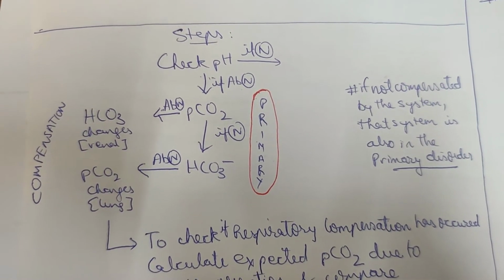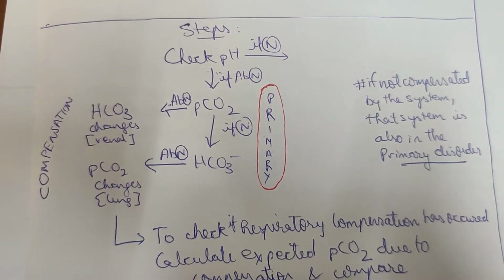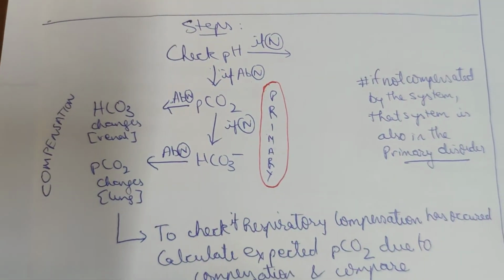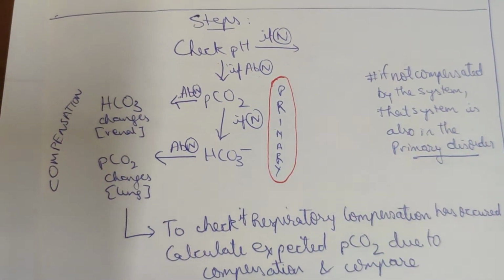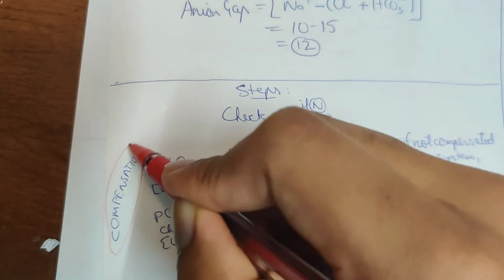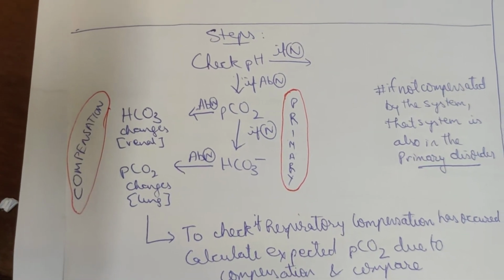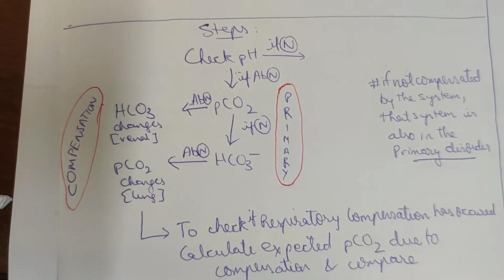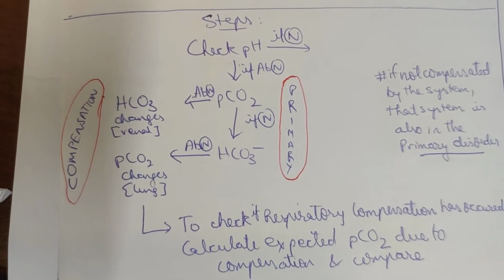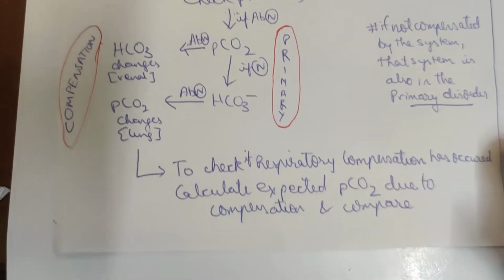And then we would have to check the compensation, which would be done by the metabolic system. So the metabolic compensation would be done by the kidneys. Okay, and then if the PCO2 is normal, we check the bicarbonate. And if the bicarbonate is abnormal, we check the respiratory compensation for the changes in bicarbonate. So the respiratory changes.